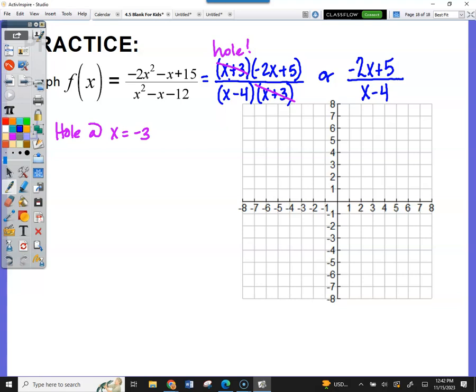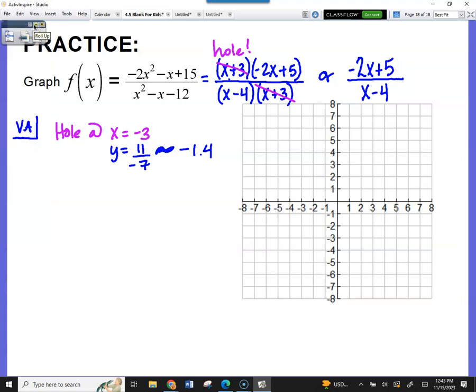It's usually not a pretty number anyway. So if you plug negative 3 into what's left, you're going to get 11 over negative 7. Now, to help us graph it, we need it as a decimal. Let's see, it goes one time with 4 sevenths left over. We'll say negative 1.4-ish.